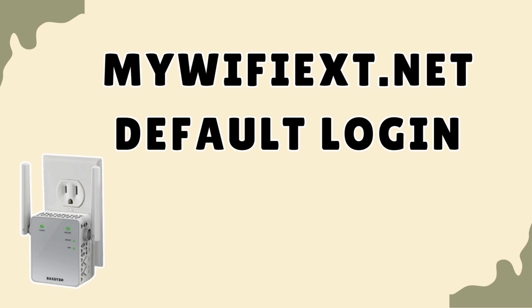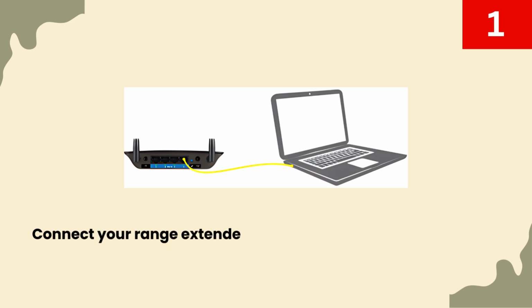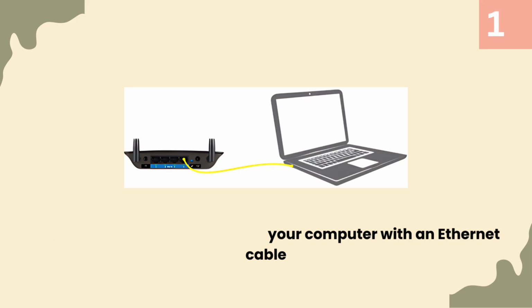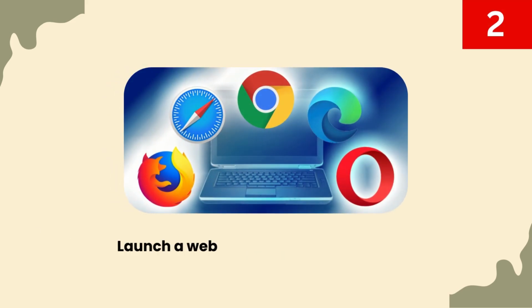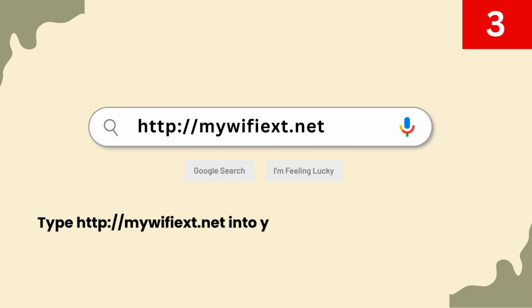mywifiext.net default login. 1. Connect your range extender to your computer with an Ethernet cable. 2. Launch a web browser on your computer. 3. Type http://mywifiext.net into your web browser's address bar.